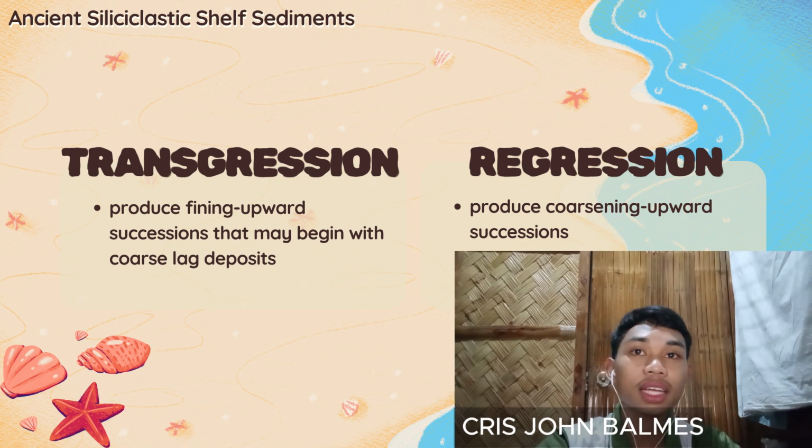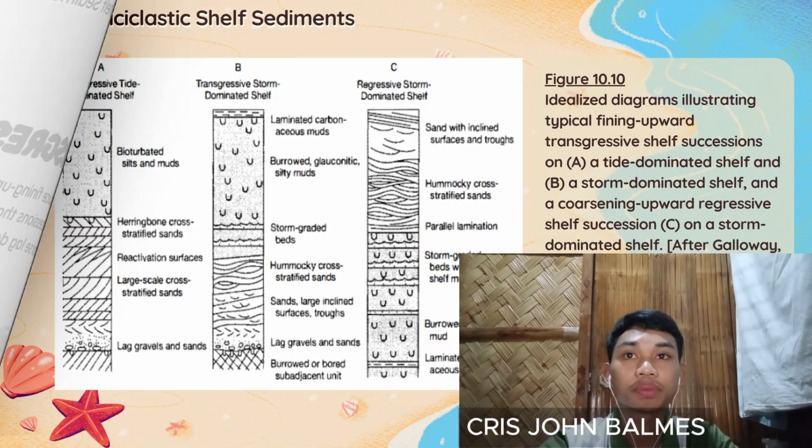Now, several kinds of vertical successions may thus be generated in shelf sediments, depending upon whether deposition takes place during transgression or regression, and depending upon the dominant type of shelf processes operating during deposition. So generally, it is difficult to generalize about these successions, except to say that transgression tends to produce fining upward successions that may begin with coarse lag deposits, and regression produces coarsening upward successions.